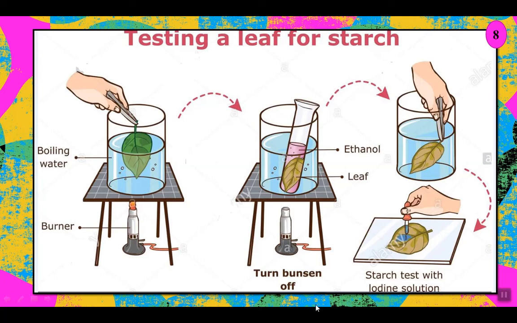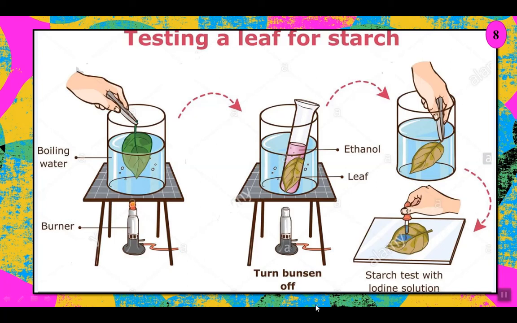Ethanol boils at this point. So all the green pigments will come out of the leaf during this stage. The reason we do this step is that there is no point in adding iodine and looking for a color change if the leaf is all green.